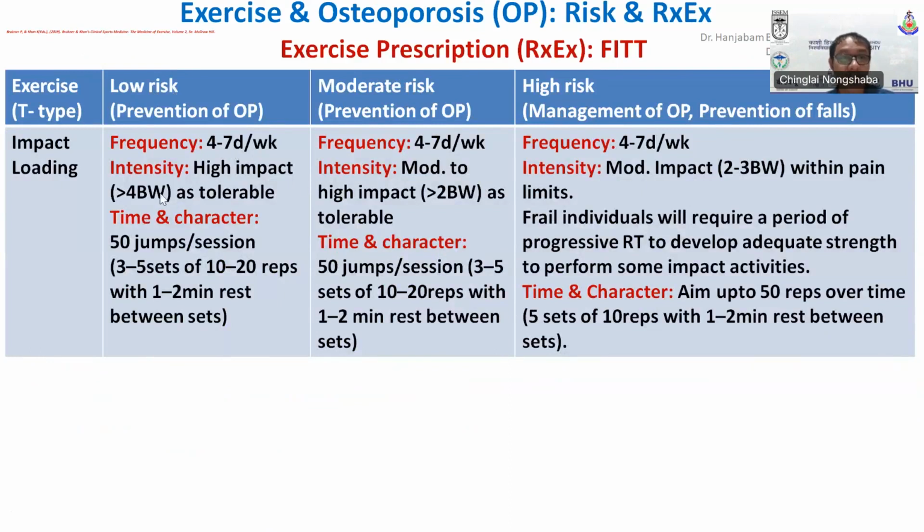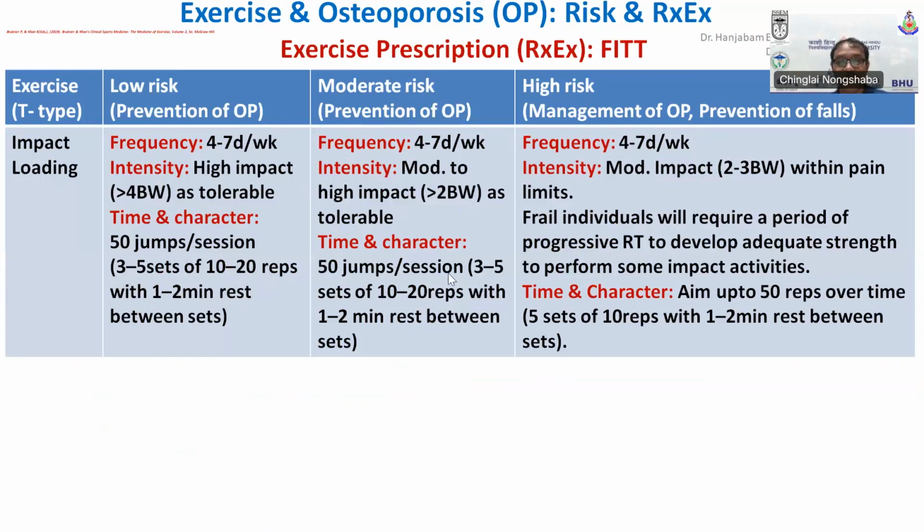Time and character: for low risk, it has to be high impact, that is more than 4 times your body weight as tolerable. And you can use moderate to high impact, that is more than 2 times your body weight, for moderate risk. But for a high risk, moderate impact, 2 to 3 times your body weight, within the pain limit, as far as tolerable limit, you can use. And for time and character, 50 jumps per session can be done, say 3 to 5 sets of 10 to 20 repetitions with 1 to 2 minute rest interval between the exercise.